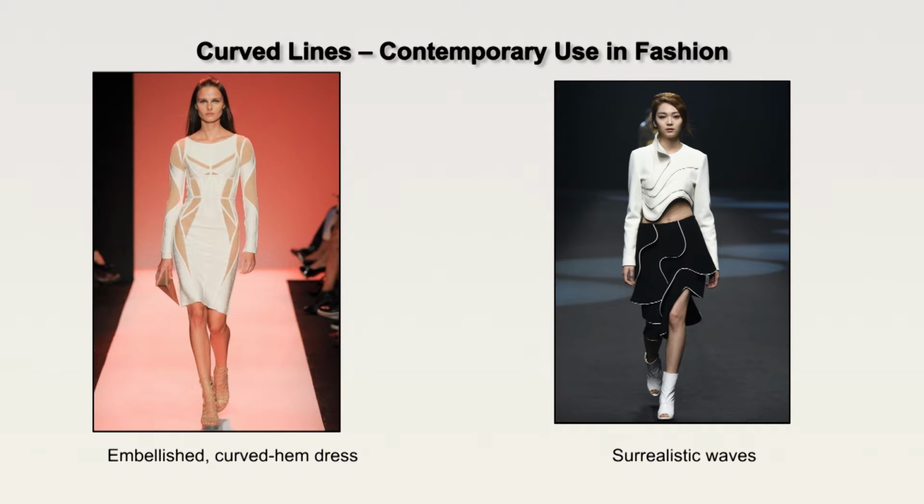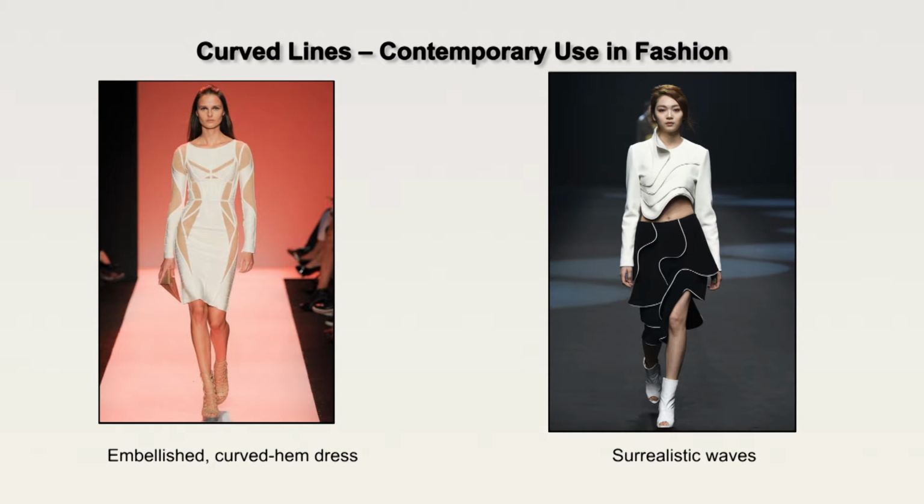The image that we see here is that of an embellished, curved hem dress in black, icy blue, and blush, and a selection of studded fabric. On the right is an outfit by Guo Pei, from a magazine. It shows surrealistic waves on a skirt.